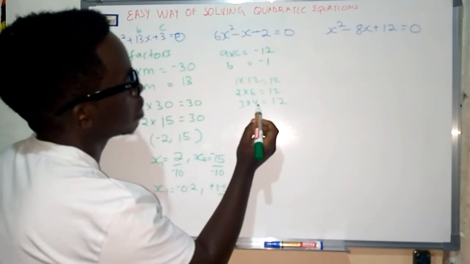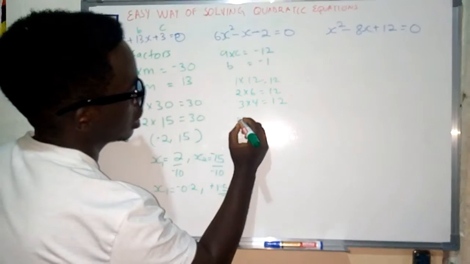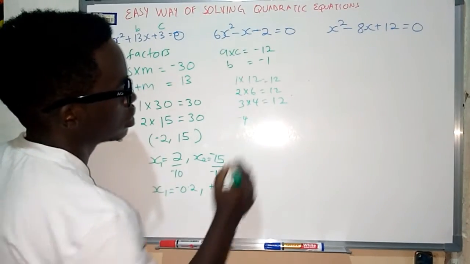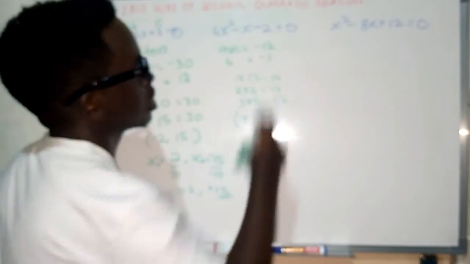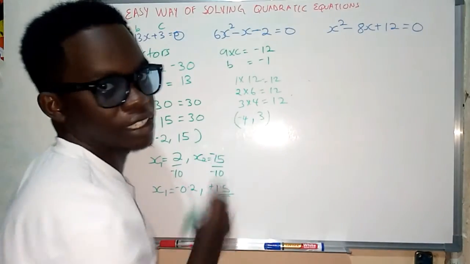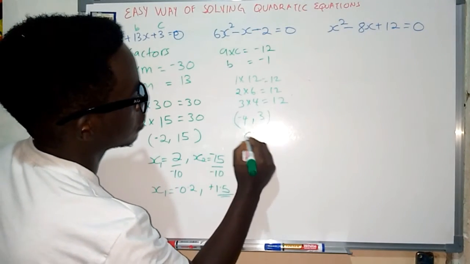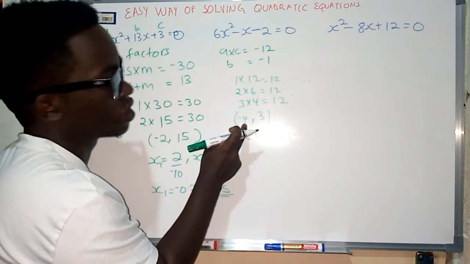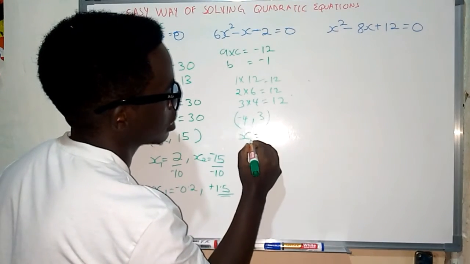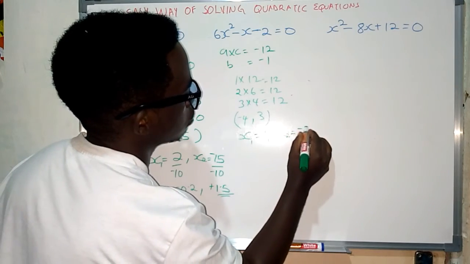But for 3 times 4 to get 12, if I have negative 4 and 3, if I multiply these two numbers, I get negative 12. If I add them, I get negative 1. That means, changing the signs of the factors, my x1 equals 4 and my x2 equals negative 3.